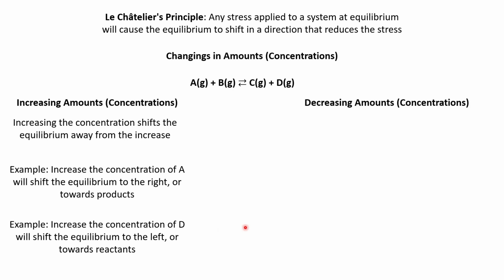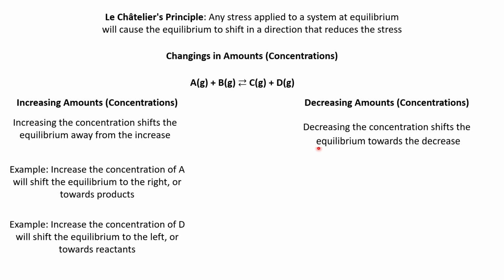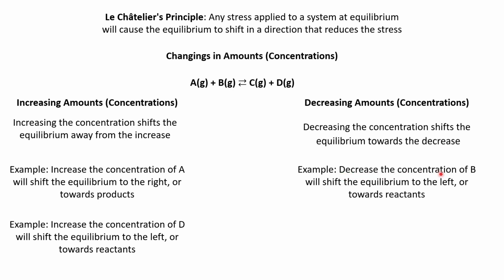Another way we can change the amount is we can decrease the amount or decrease the concentration. So our general rule of thumb is that decreasing the concentration is going to shift the equilibrium towards the decrease. So this is the opposite of increasing amounts, which makes sense. So let's look at some specific examples. What happens if we decrease the concentration of B? Well, we're going to shift towards the decrease. So we're going to shift the equilibrium to the left or towards the reactants.